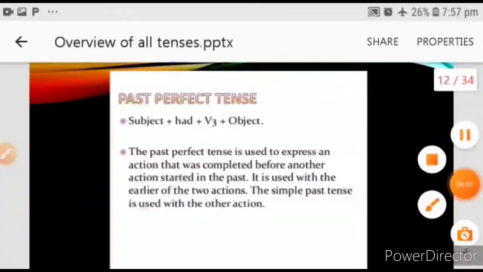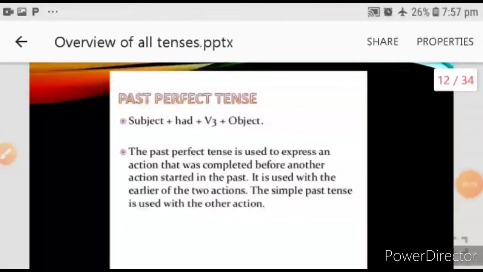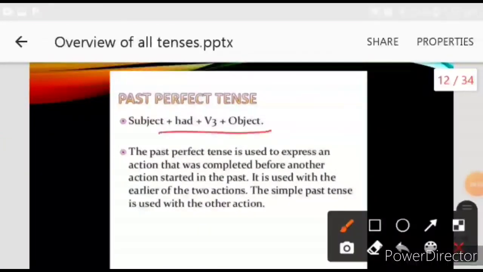Now we have the past perfect tense. And the past perfect tense, the speciality is that you're going to use had plus third form of the verb. And the past perfect tense is used to express an action that was completed before another action started. Now this is a very important part. The past perfect tense means you have mostly two actions, and the first action that is completed in the first place, that will be written in the past perfect, and the second action will be written in the past indefinite or simple past tense. This is a very important point.